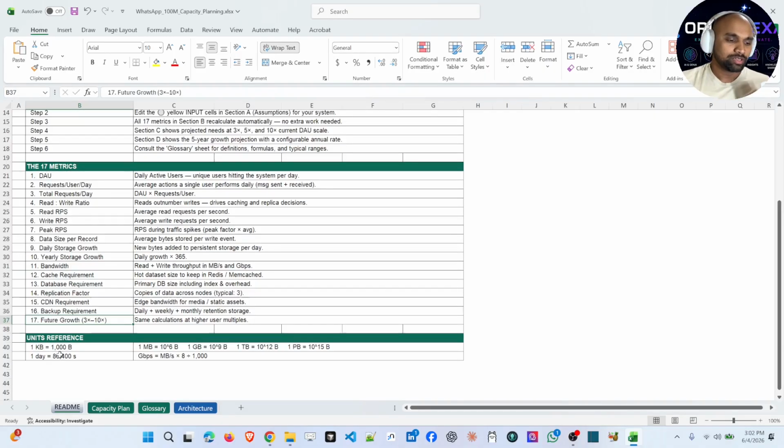Units for reference: 1 KB, you can say it as 1000 bytes. 1 MB is 10 raised to 6 bytes. 1 GB, 10 raised to 9. 1 TB, 10 raised to 12. 1 PB, 10 raised to 15 bytes. To convert them into bits, we need to multiply by 8. 1 day is 86,400 seconds. For the conversion from gigabytes per second to gigabits per second, that is MB per second into 8 divided by 1000.